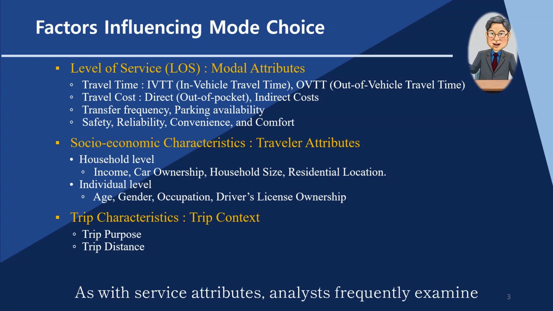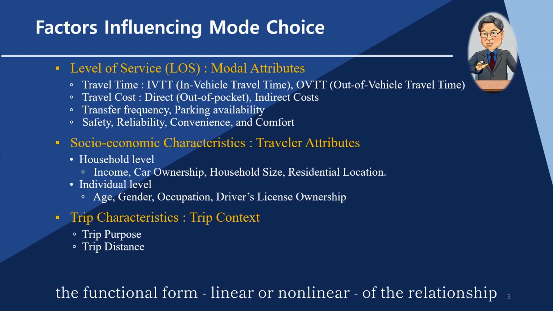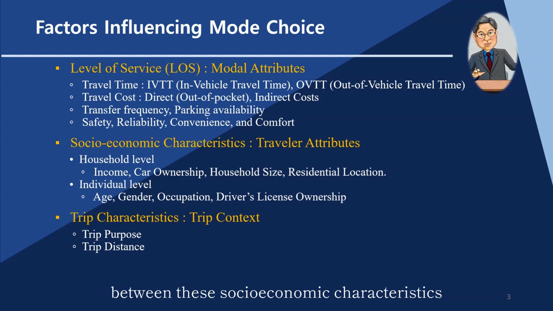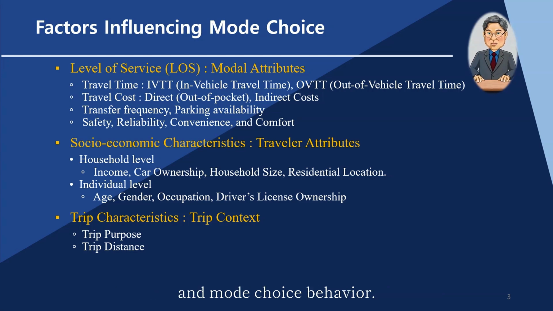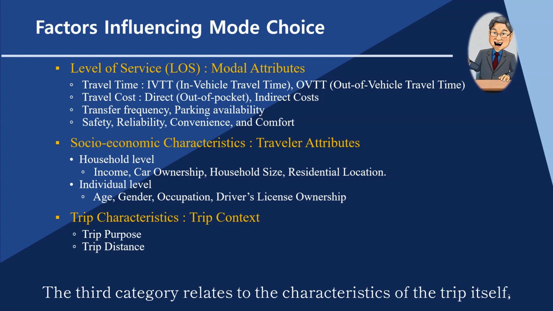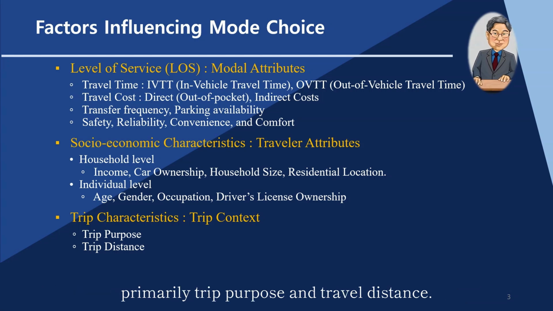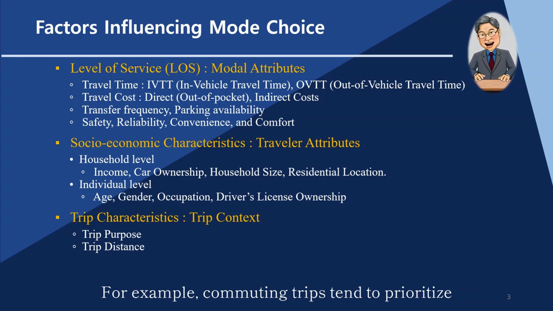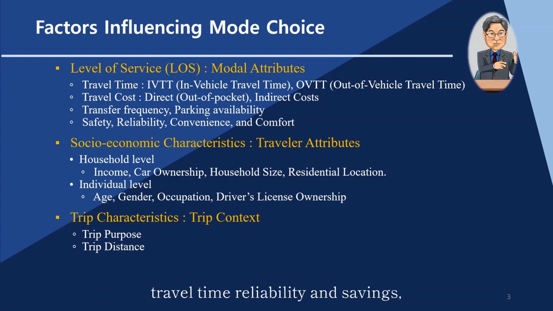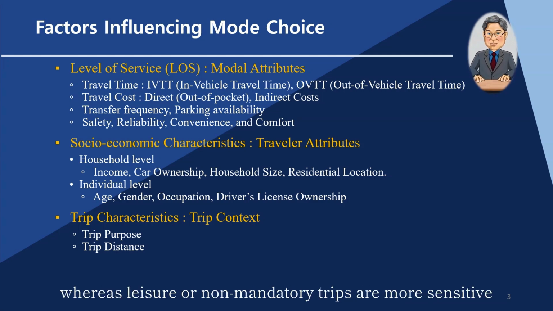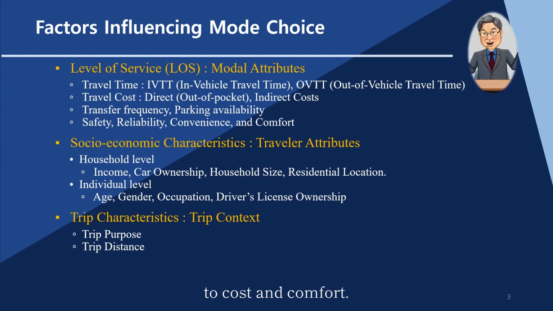As with service attributes, analysts frequently examine the functional form, linear or nonlinear, of the relationship between these socioeconomic characteristics and mode choice behavior. The third category relates to the characteristics of the trip itself, primarily trip purpose and travel distance. For example, commuting trips tend to prioritize travel time reliability and savings, whereas leisure or non-mandatory trips are more sensitive to cost and comfort.